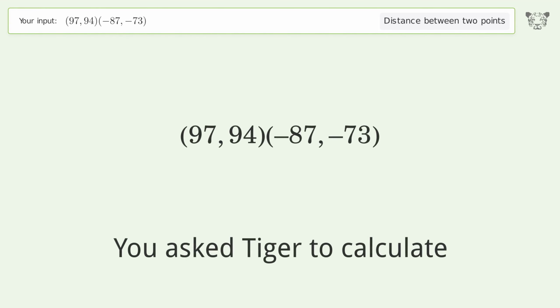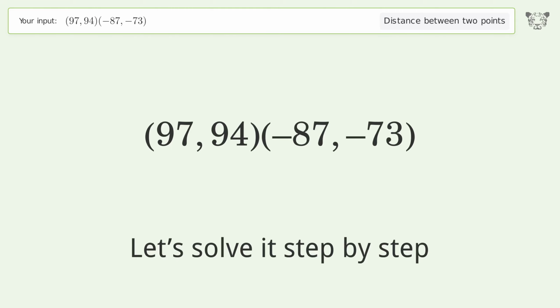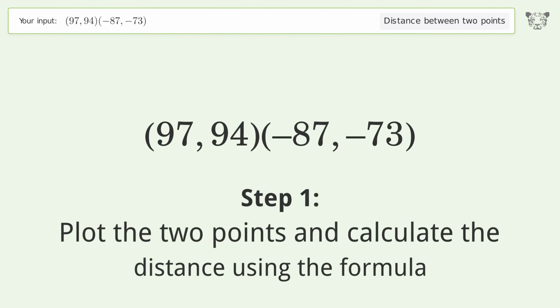You ask Tiger to calculate. This deals with the distance between 2 points. The distance between the 2 points is the square root of 61,745, or 248.485. Let's solve it step by step. Plot the 2 points and calculate the distance using the formula.